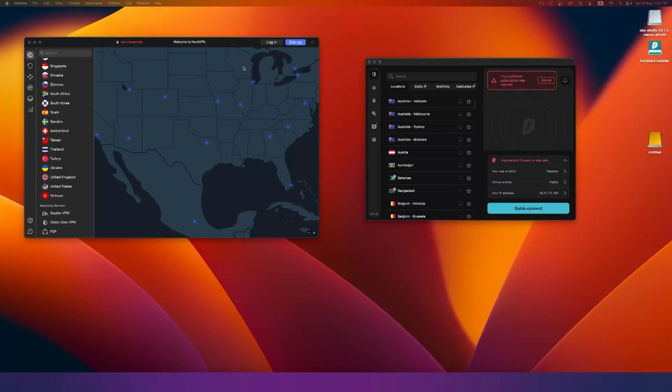Now, the comparison becomes, how much money are you willing to spend? How many servers do you need? What type of ping are you looking for? And how many servers do you need in one location? So based on that, these VPNs differ from each other, but overall, they're mostly the same thing.